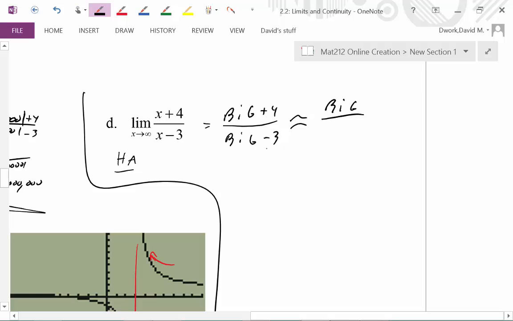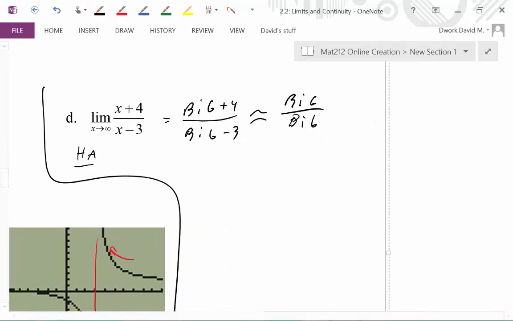Now, same idea. You just won the lottery and someone says, but I have to take away $3 in taxes. You're like, oh, fine, take it. I don't care. I still have a really big number. So what is big divided by big? Well, that's about 1. So therefore, this limit is going to be 1.